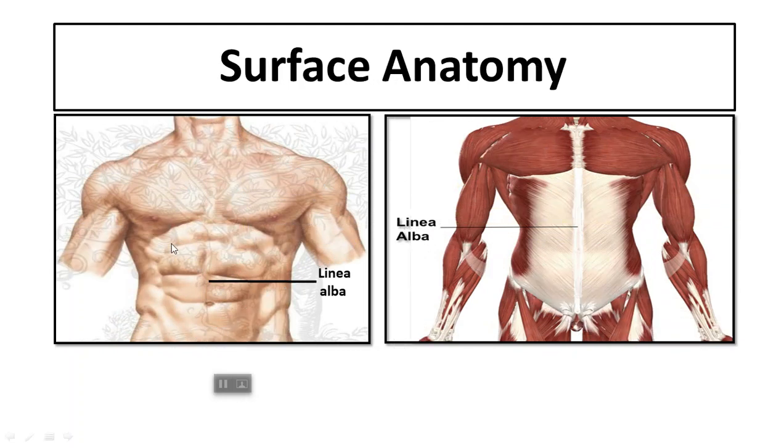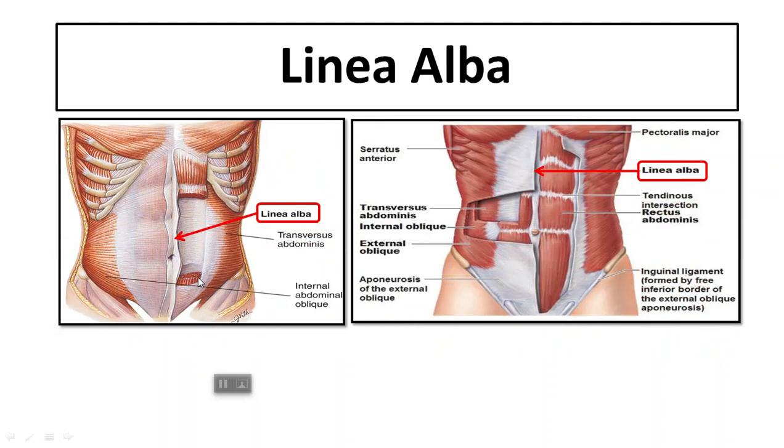We should know the surface anatomy of the anterior abdominal wall. We can see at the midline there is a midline depression of white color. This is called Linea Alba. Linea Alba means the white line. It is formed by the fusion of the aponeurosis of the abdominal muscles at the midline. This is the aponeurosis of these thin sheet muscles, which are the external oblique, internal oblique, and transversus abdominis muscle. Near the midline, they form aponeurosis. This aponeurosis fuses at the midline to form the linea alba.